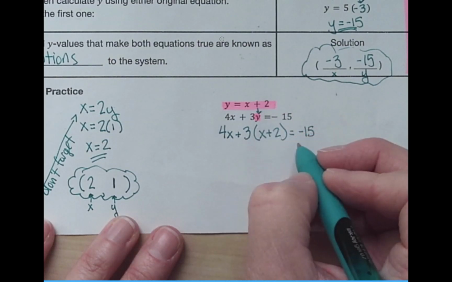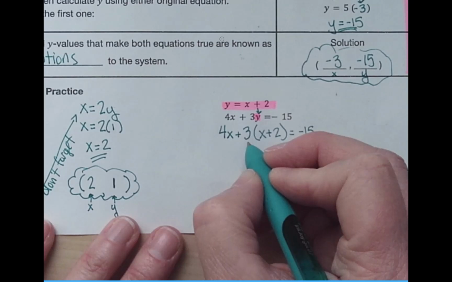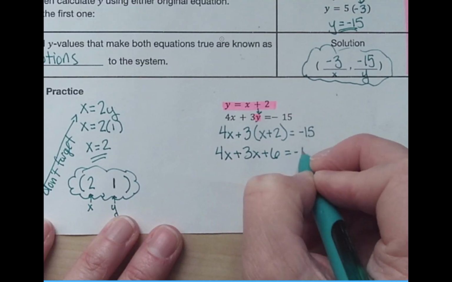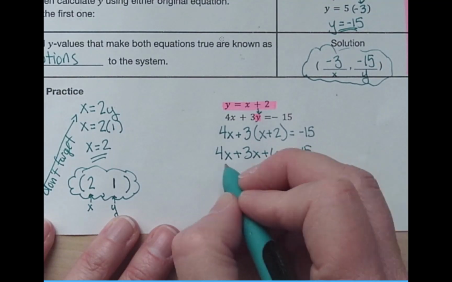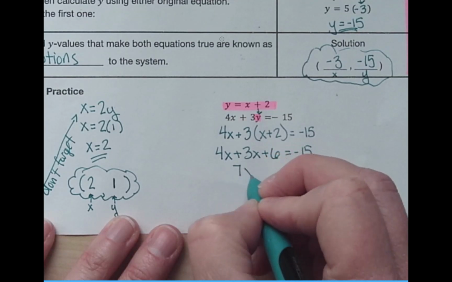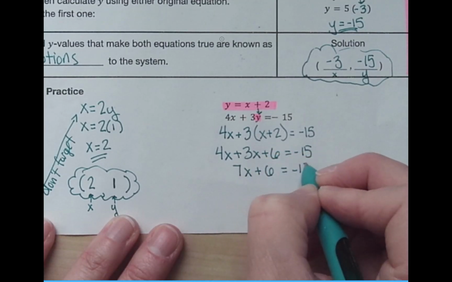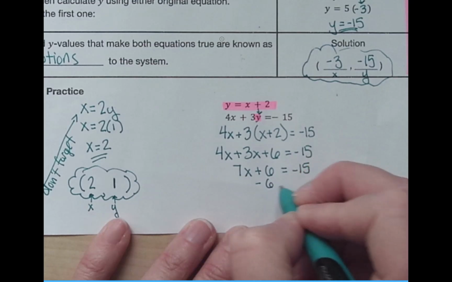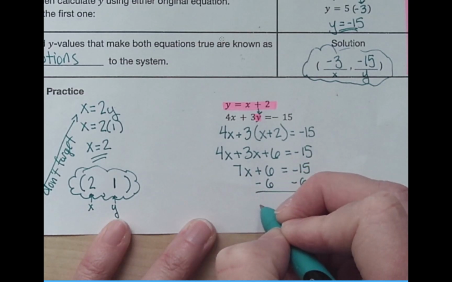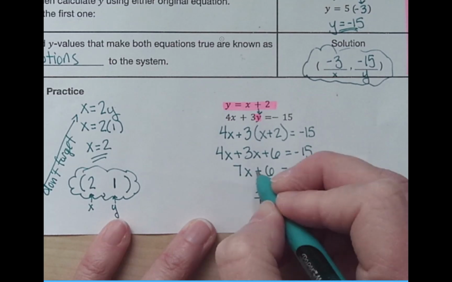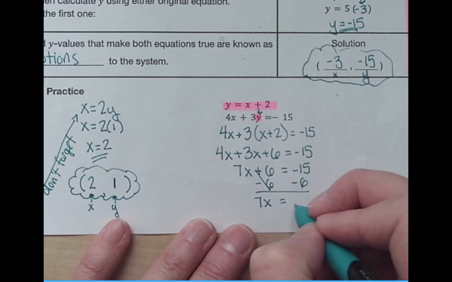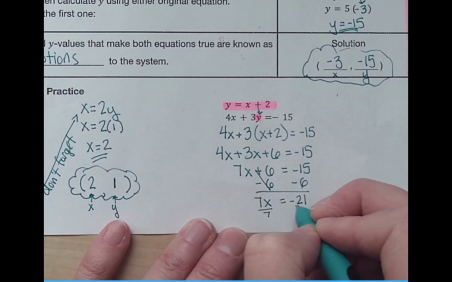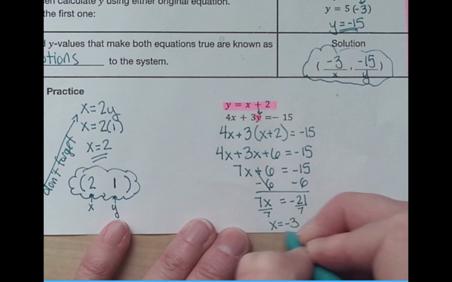All right, so let's go ahead and solve this. I'm going to simplify first by distributing the 3. I can simplify some more by combining these x terms. I'm going to use a balancing move to get my x term alone. Subtract 6 from both sides. I'm left with 7x. The 6 is canceled to 0. Equals negative 21. And now let's divide by 7 to find that x is equal to negative 3.